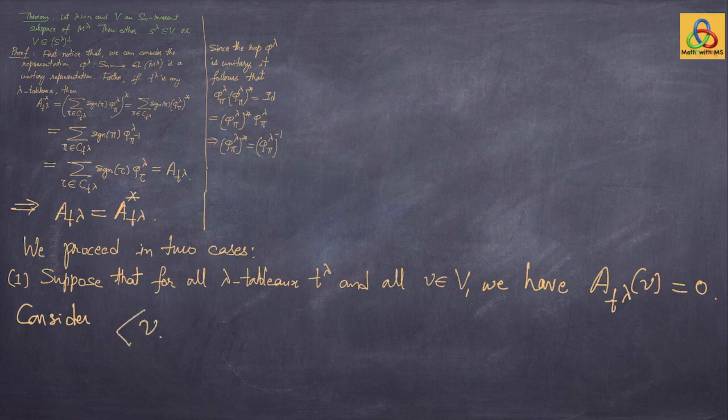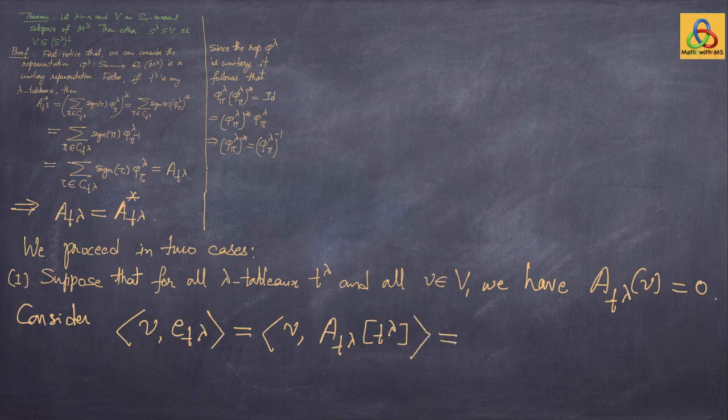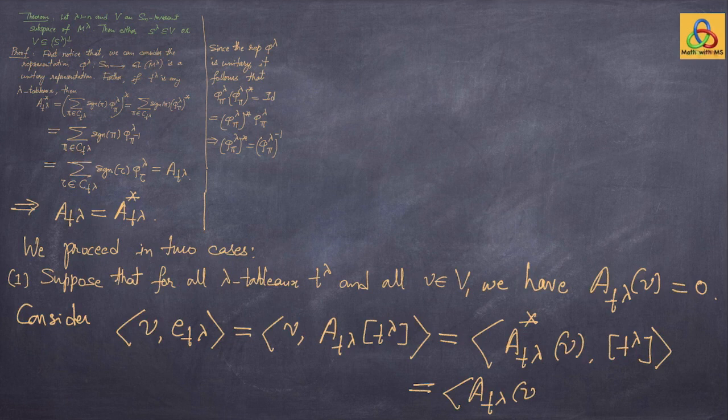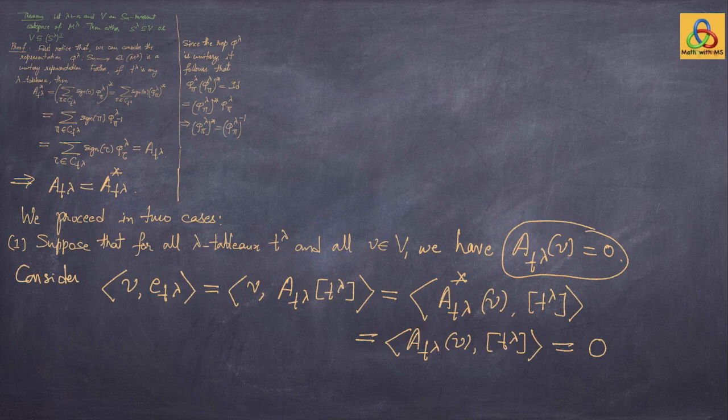Consider the inner product of the vector V with the polytabloid E of T lambda. Plug in the expression for the polytabloid E T lambda, which is the same as V inner product with the operator A T lambda acting on the lambda tabloid T lambda, which by definition of adjoint operator is the same as A of T lambda adjoint acting on the vector V, this lambda tabloid T lambda. A T lambda is a self-adjoint operator, so therefore this is simply the same as A of T lambda acting on the vector V inner product with the lambda tabloid T lambda. But here we know that A of T lambda acting on the vector V is 0. So therefore this has to be 0. This implies that for any lambda tableau T lambda and for any vector V, the inner product of V with the polytabloid E T lambda is 0.